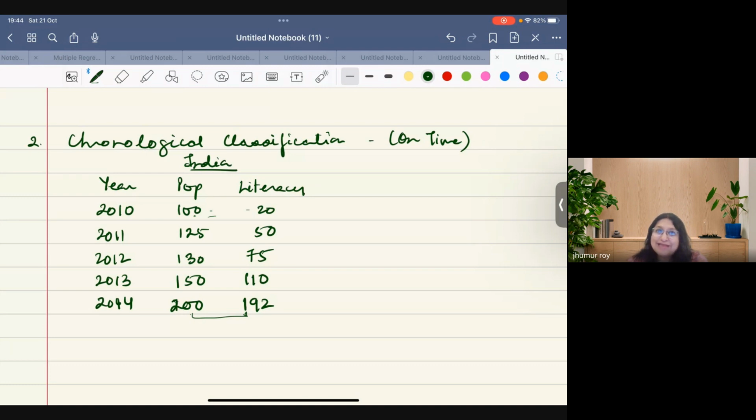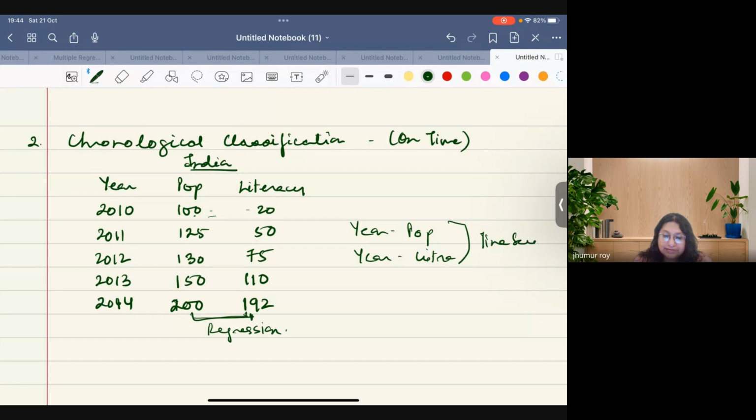Okay. So when we study later, when we come to regression and correlation, these are things which we will study. So when you study these two things, when you study population and literacy, you will be studying regression. And if you study year and population, and you study year and literacy, then you will be doing time series analysis. Okay, so these are part of your course, so we'll come to it, but I just want to explain how important it is to get chronological data. So now you understand.